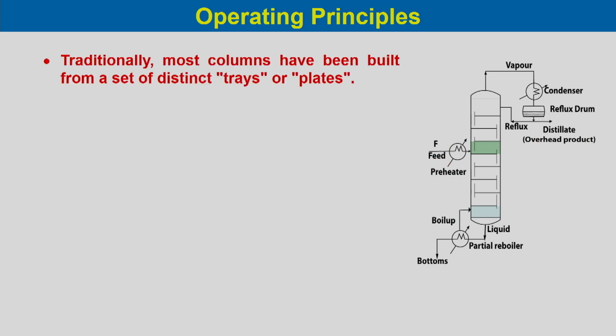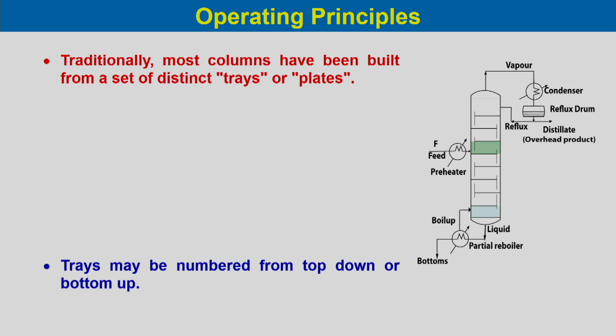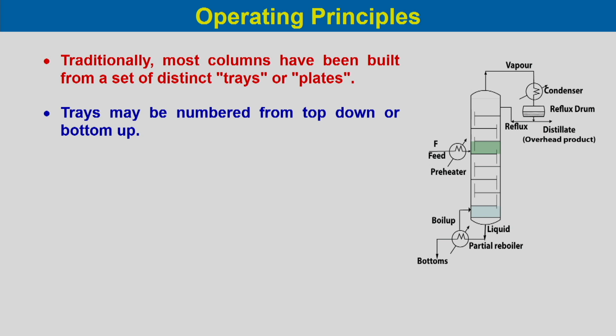Traditionally, most columns have been built from a set of distinct trays or plates. Trays may be numbered from top down or bottom up. Either you write the plate numbers or stage numbers from the top as 1, 2, 3, 4, 5 and so on, or you can also number from the bottom, the other way around.